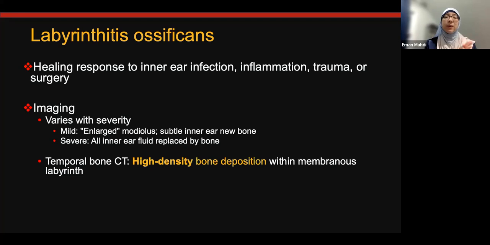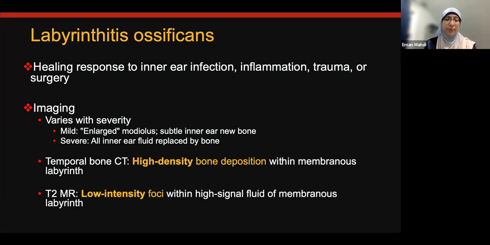Because it's filled with bone, we don't see the inner ear structures. Not because it's not there, but because it becomes bone, and now it's all the otic bone, so we don't see it. On T2, you will see low density within the high density. On T2, we see the fluid within the endolymphatic structures as T2 bright structures. That's how we would see the cochlea and the semicircular canals. But then we don't see these structures because they become dark on T2 because of the bone.